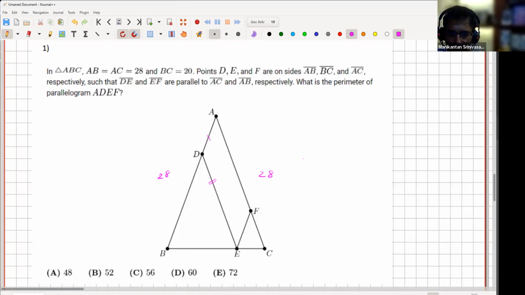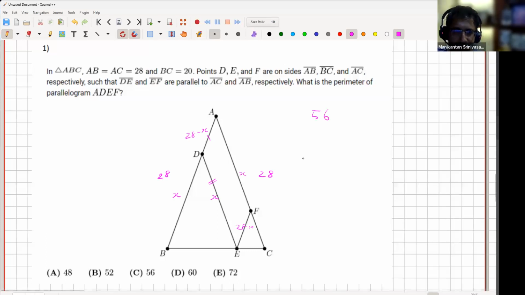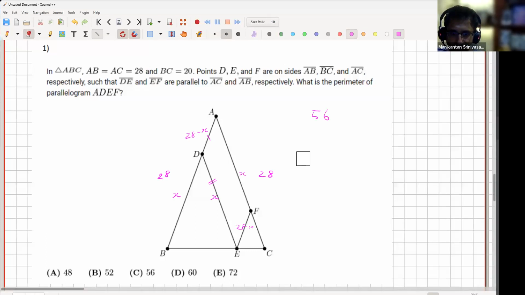Exactly. So let's call this whatever, right? If this is X, this is 28 minus X. And as you rightly said, this is isosceles, this is also X. And therefore, this is just a simple parallelogram with 28 minus X, X and X, all right? So therefore it's 56 indeed, right? Also another way is, right? He didn't give any information. I'll just erase this for a second, right?